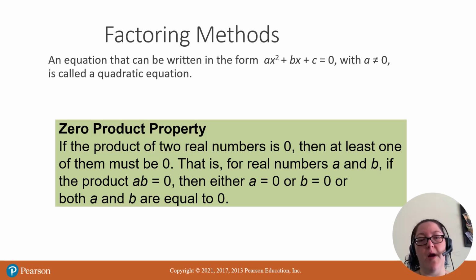The zero product property basically says that if you have the multiplication of two real numbers and it equals 0, then at least one of those numbers has to be 0. This is the rule that we're going to use, in a more algebraic style, saying that these two numbers that are being multiplied are also known by the name factor.